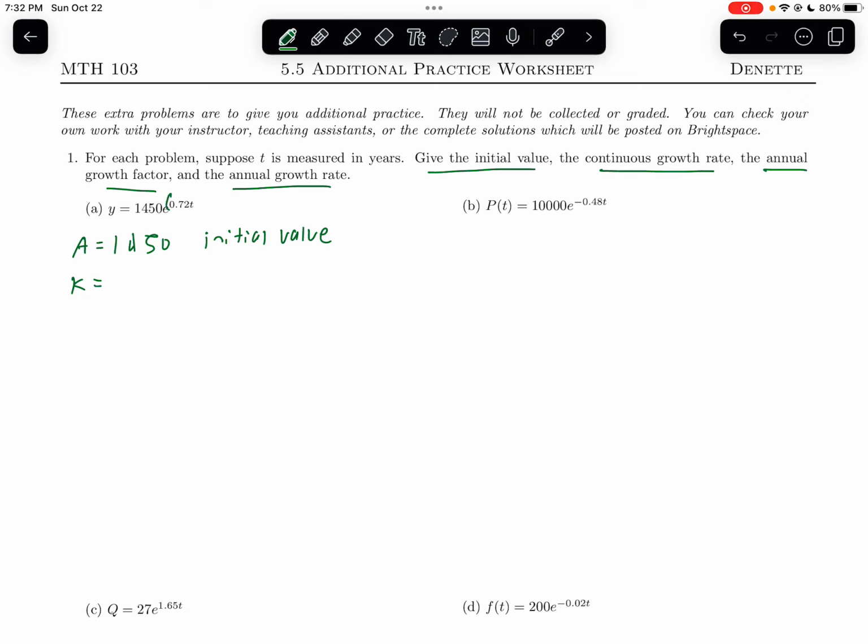Your continuous growth rate is k. That's the coefficient of t in the exponent if it's a base e exponential function. So that's 0.72. This would be your continuous growth rate. And then your growth factor is e to that power, right? It's just that number. And if you do it in a calculator, it's 2.0544.